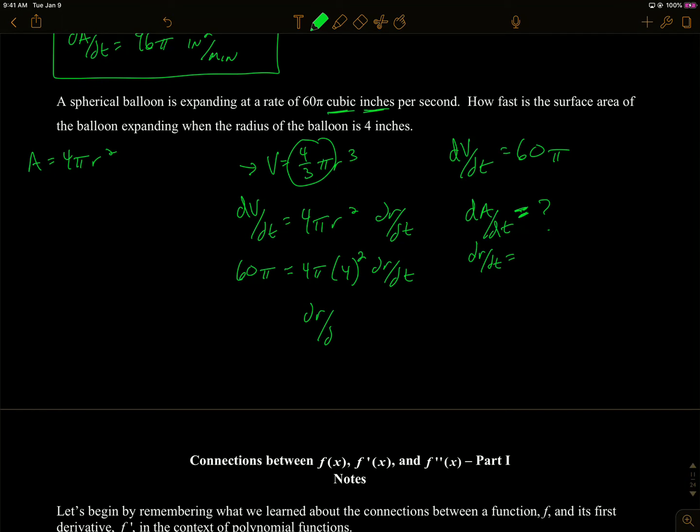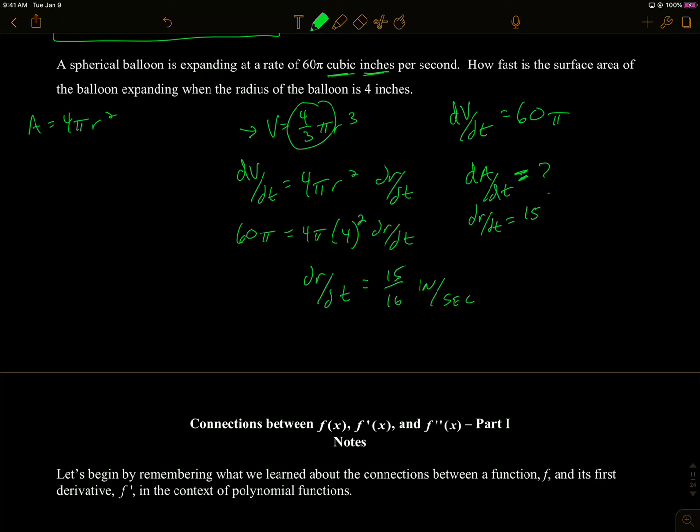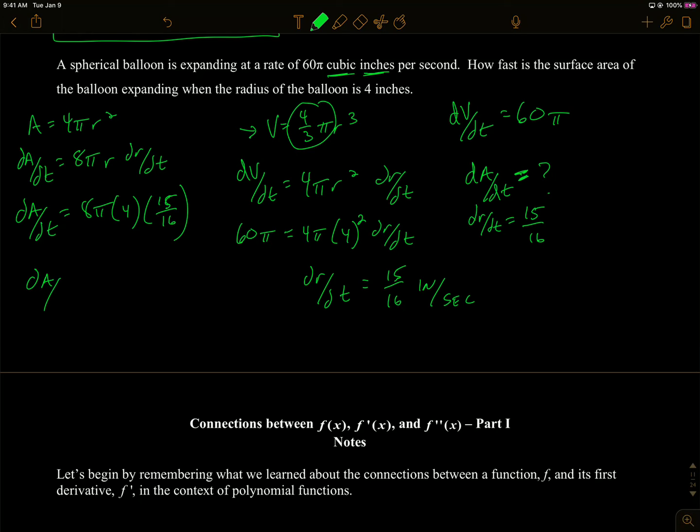You can pause the video if you need to and see if you can get there. You're going to get about 15/16 inches per second. That's our dr dt. We can now use that over here when we take the derivative of this with respect to time. We're now looking for dA dt, but we know that the radius is going to be 4, and we have dr dt is 15/16. So we can find the rate of change of the surface area. When you simplify all that out, you should get 30 pi square inches per second.